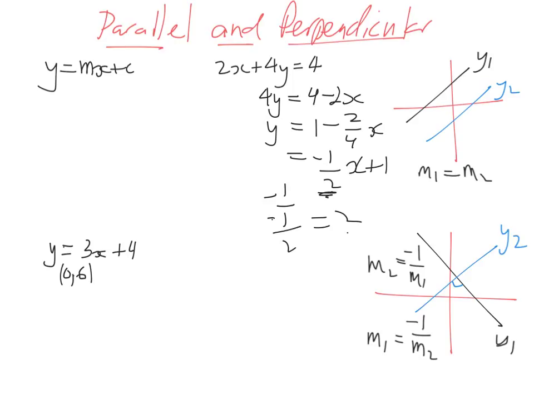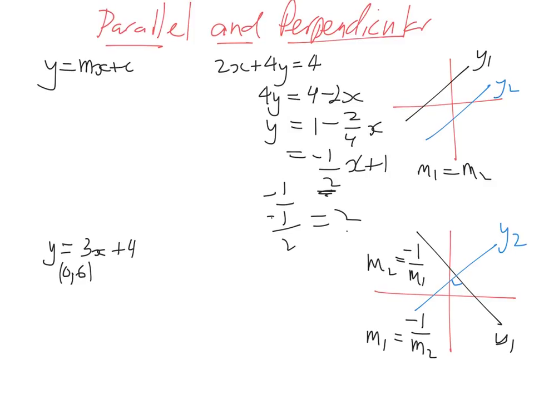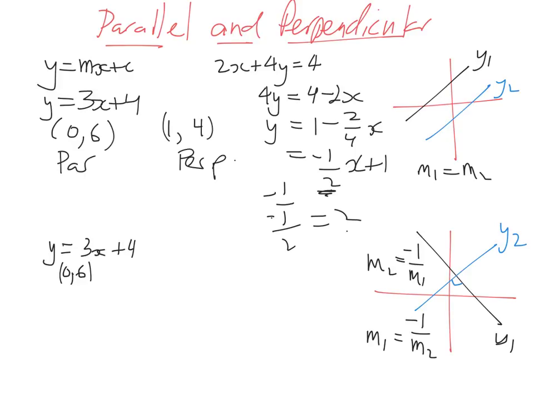We're going to use the equation y equals 3x plus 4. We're looking for a line that is parallel and passes through the point (0, 6), and a line that is perpendicular and passes through the point (1, 4). So we're going to find the equation of a line that is parallel to this, that passes through (0, 6), and the equation of a line that is perpendicular to this, which passes through (1, 4).